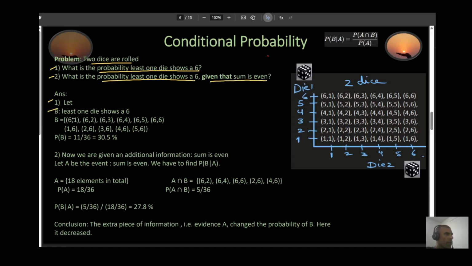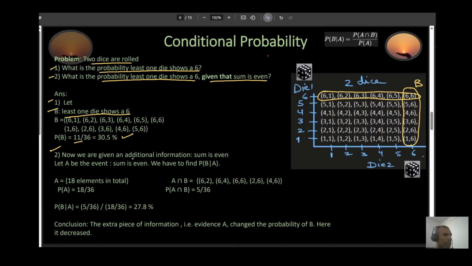Let B be the event that at least one die shows a 6. In this case, your possibilities are these ones right here. Here you can see at least one die shows a 6. This one is 1, and then there is this one right here. This is my event B. So the probability of B would be 11 over 36 because you can count 1, 2, 3, 4, 5, 6, 7, 8, 9, 10, 11. 11 elements total. So it's going to be 11 over 36, which comes out to be 30.5%. Now, let's do question number 2.